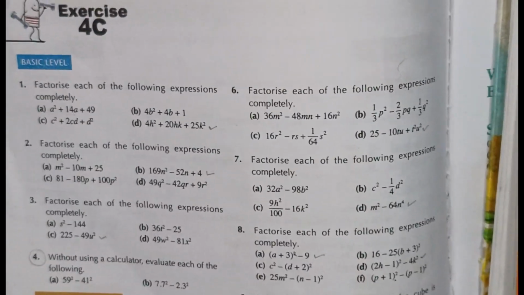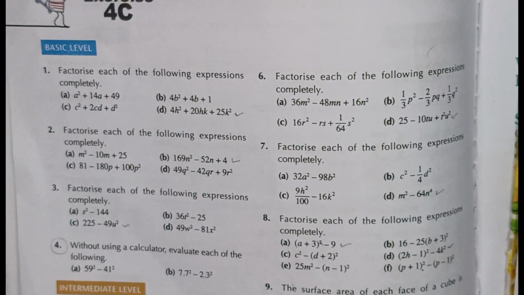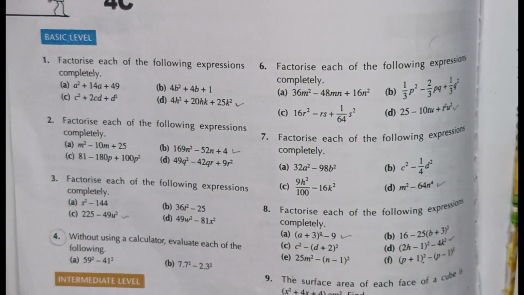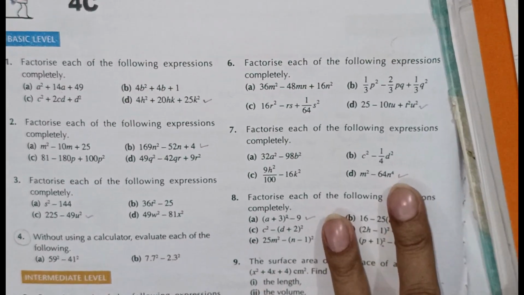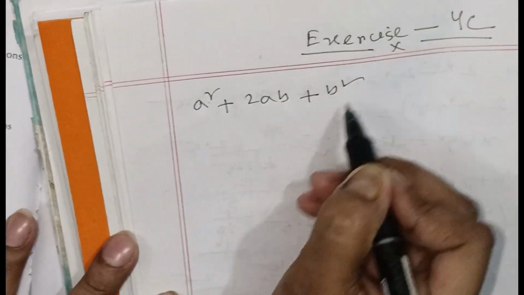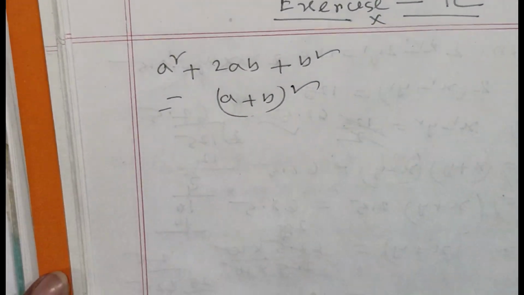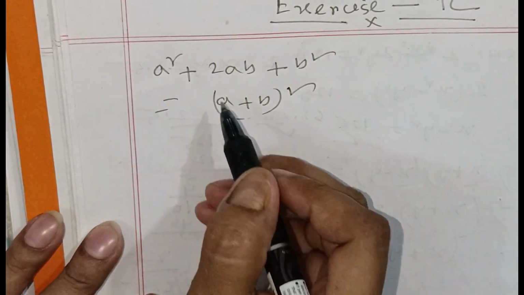Okay, I told you that (a plus b) whole square equals the formula a square plus 2ab plus b square. So here I will solve this formula but in the reverse situation. That means a square plus 2ab plus b square is equal to (a plus b) whole square. We apply this formula in the reverse situation.